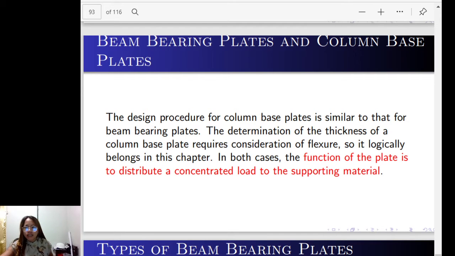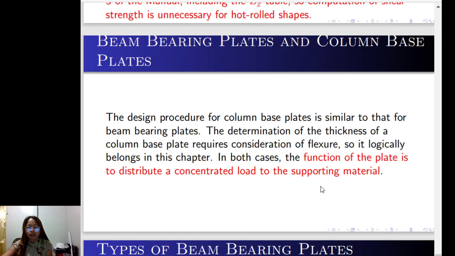So this is the last topic of the under beam in steel design: beam bearing plates and column base plates. The design procedure for column base plates is similar to that for beam bearing plates. Here, we'll only discuss the beam bearing plates because the design procedure for column base plates is just similar to the beam bearing plates.